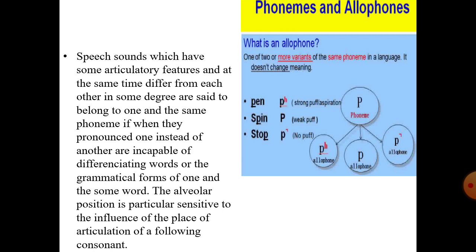The alveolar position is particularly sensitive to the influence of the place of articulation of a following consonant, thus followed by the interdental th, the t becomes dental. For example, "lead the way". Fricative, plosive, and aspirated.